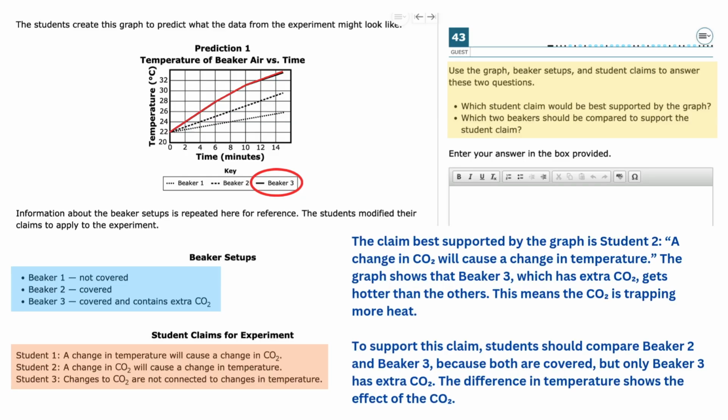Example response. The claim best supported by the graph is student 2. A change in CO2 will cause a change in temperature. The graph shows that beaker 3, which has extra CO2, gets hotter than the others. This means the CO2 is trapping more heat. To support this claim, students should compare beaker 2 and beaker 3 because both are covered, but only beaker 3 has extra CO2. The difference in temperature shows the effect of the CO2.